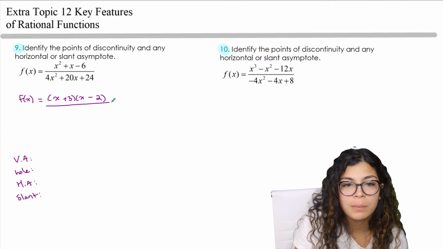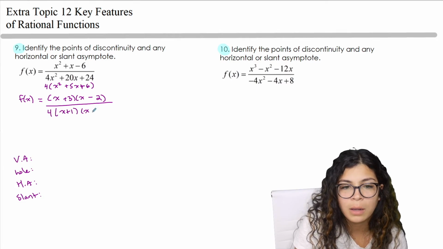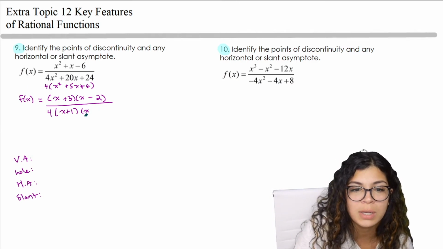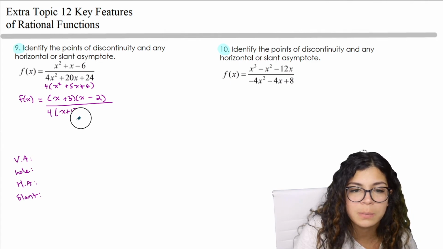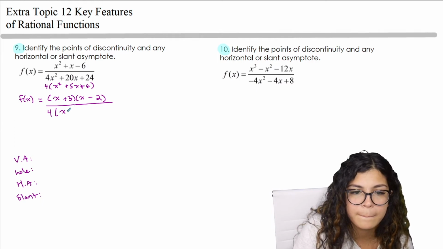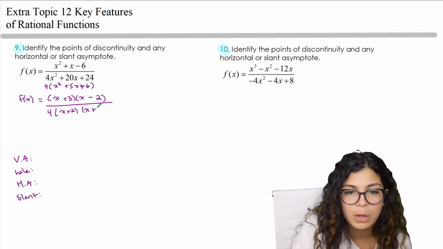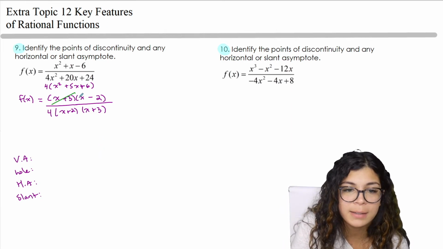The denominator, we can factor out 4 first from all terms, which gives us x squared plus 5x plus 6. And then we can factor that into x plus 2 times x plus 3. All right, so let's see, does anything cancel? Yep, the factor x plus 3.